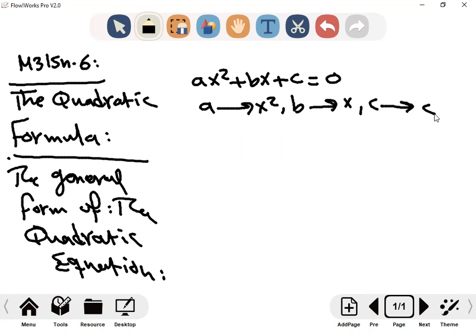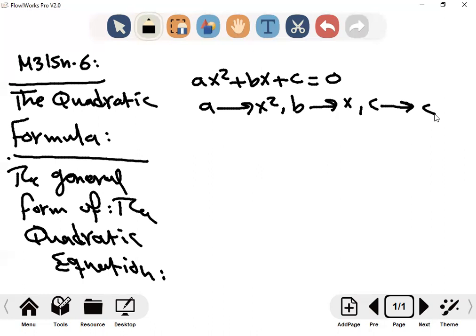A cannot be 0, because if A is 0, then there is no x power 2, right? Then we are not talking about a quadratic equation, we are talking about a linear equation. So A can be positive or negative, but it cannot be 0. But B and C can be 0.